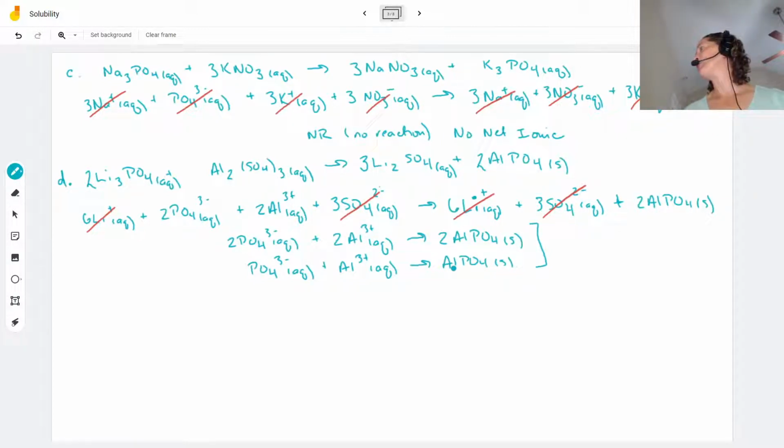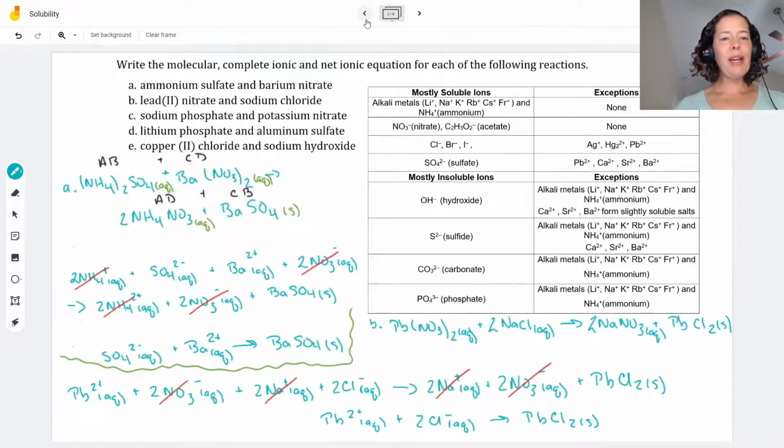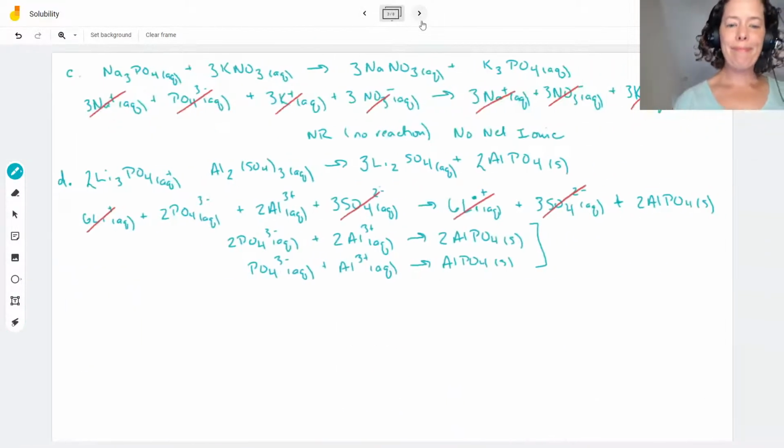Okay, let's make sure there are no questions. Great. Let's go to our next question. Okay, so this is our last one that we're going to practice molecular, complete ionic and net ionic. So we have copper 2 chloride and sodium hydroxide.